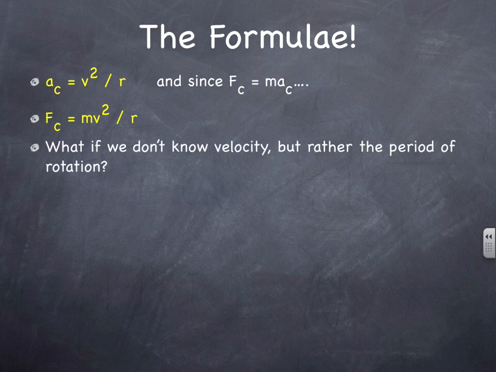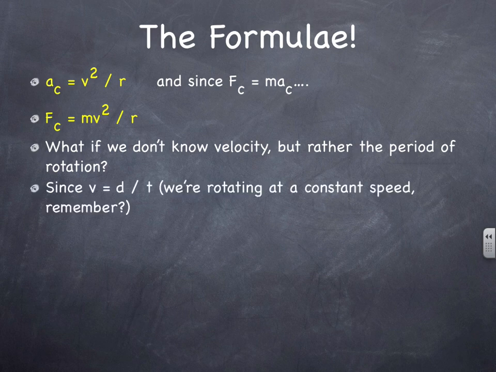Now, sometimes we don't know the speed, but instead we know the period of rotation, how long it takes to go around that circle one time. That is called the period. And so the period, of course, if we're going at a constant speed, we want to use our constant speed formula. So v equals d over t, but if I'm going around a circle, the distance I'm traveling around that circle is, of course, its circumference.